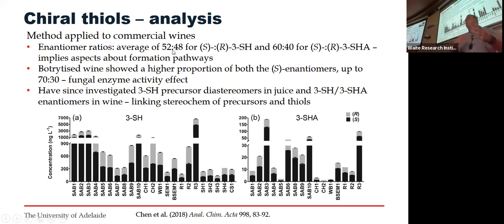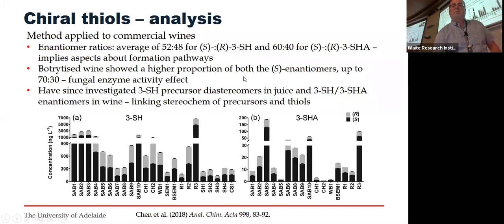So we looked at enantiomer ratios, and they were roughly 50-50 between R and S for 3SH, which is known, but a little different when you get to 3SHA. Anyway, 50-50 roughly for 3SH, and a little bit different for 3SHA. And this likely relates to formation pathways and the chemistry involved. Even if things are naturally produced very enriched in one enantiomer, chemically some things can rearrange and form the other enantiomer until ultimately they equilibrate to a 50-50 mixture. I don't believe it's these, but the difference in enantiomer ratios implies something here about formation pathways.